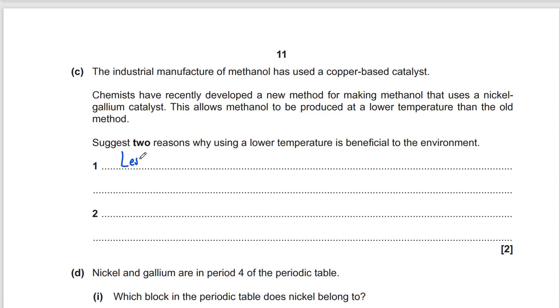So less fossil fuels used. That's an easy one. And less CO2 emissions. You would think that these are the same answer, but it's actually not. Less fossil fuels and less CO2 emissions are two different answers, and they are the only two answers that they accept. If you write less energy used instead of less fossil fuel use, that's fine. So less fossil fuels or energy used and less CO2 emissions are your main things.